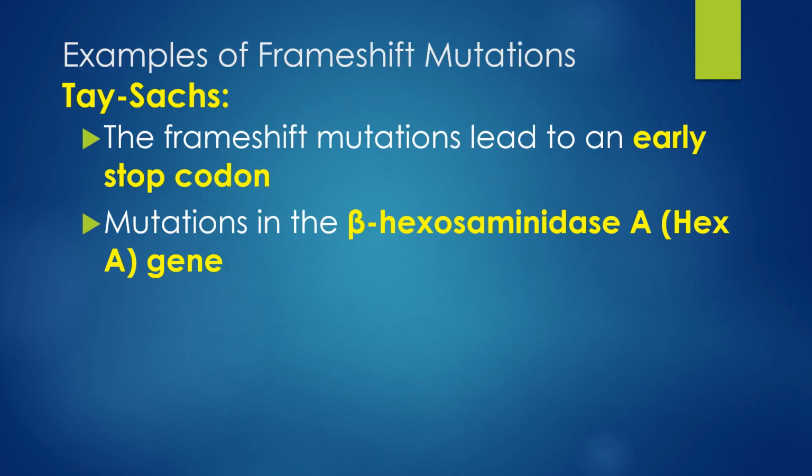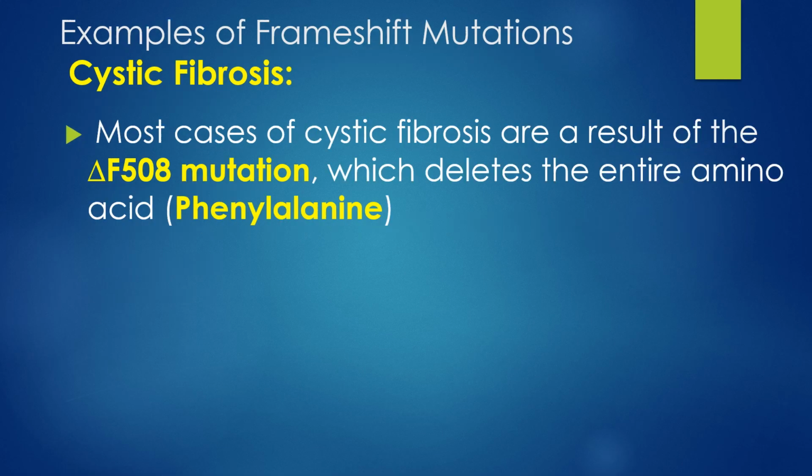Frame shift mutations. Tay-Sachs disease leads to an early stop codon mutation in a gene called the HEXA gene. When we talked about cystic fibrosis before, it's usually a result of a frameshift mutation that deletes phenylalanine. Remember we talked about the person who was coughing a lot, couldn't really expel the mucus. They tend to get diabetes, frequent pneumonias, etc.